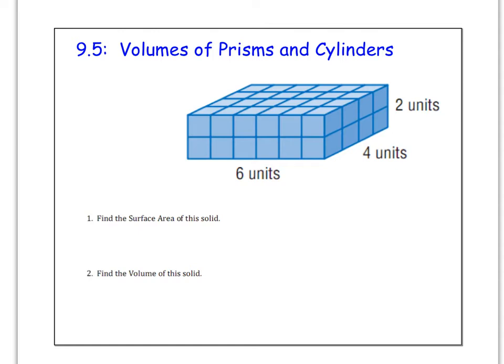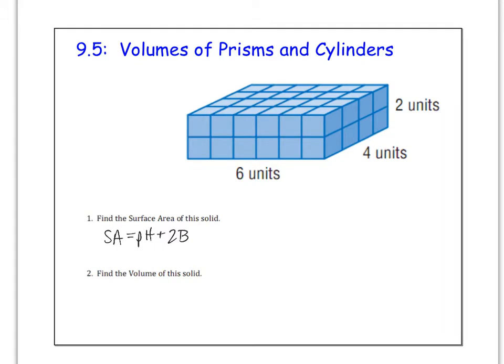So before we start doing some actual volumes, number 1 says find the surface area of this solid. Surface area is any area you can touch, and this is a prism, so you could use the formula PH plus 2B. Let's just quickly do this.